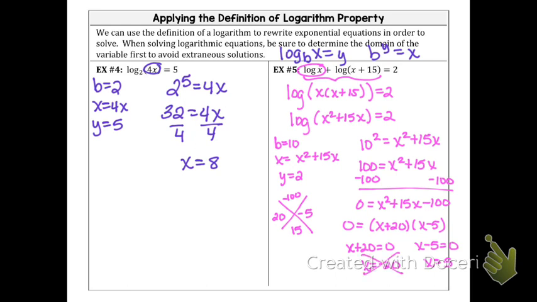Check the 5. When I plug in the first one, log of 5, that's good. The second log there is log of 5 plus 15. 5 plus 15 is 20. I can take log of 20, so it's good. So 5 is my only solution.